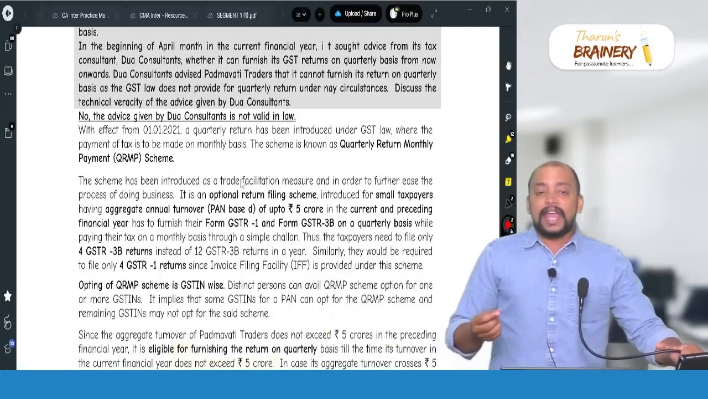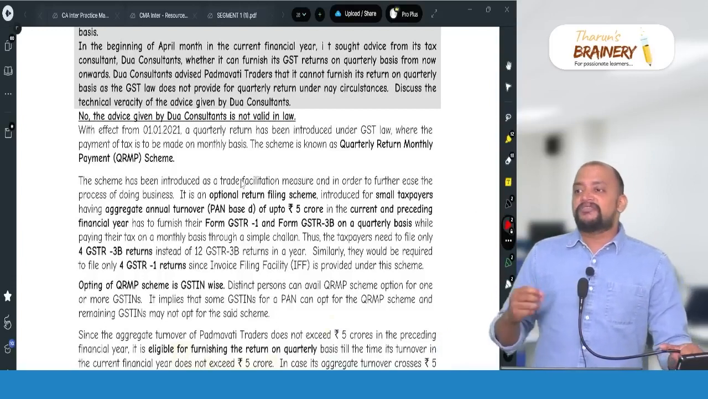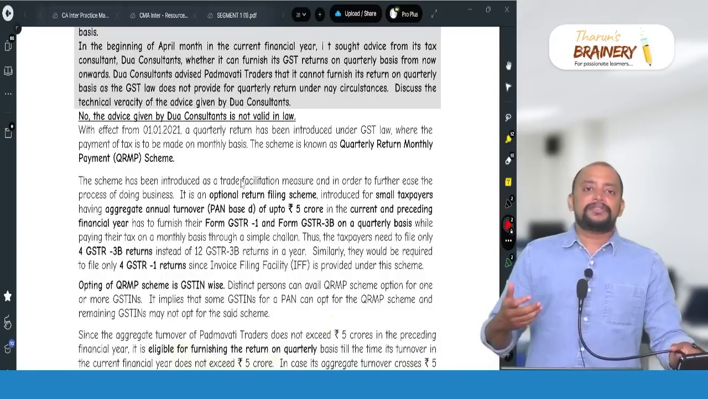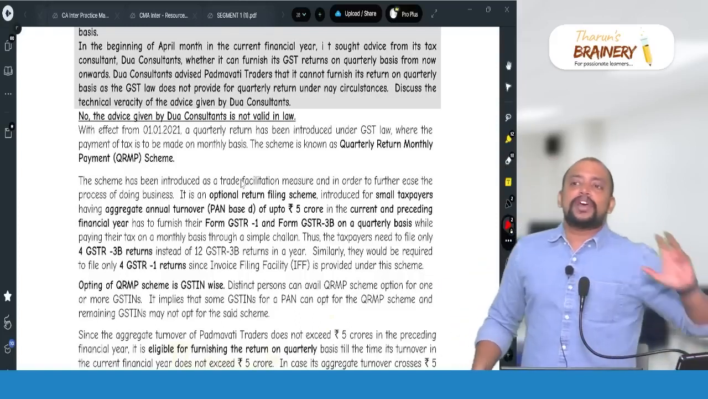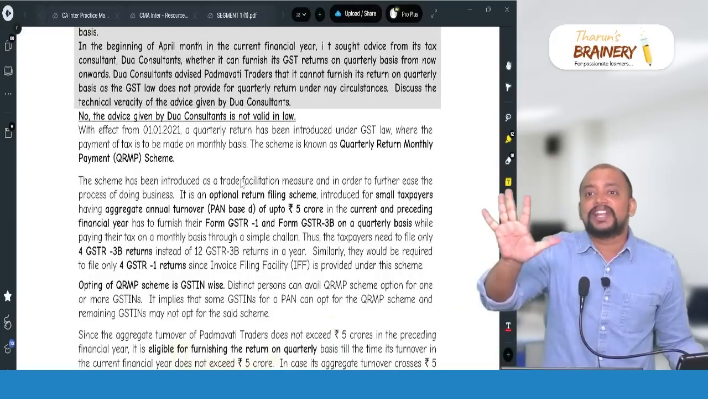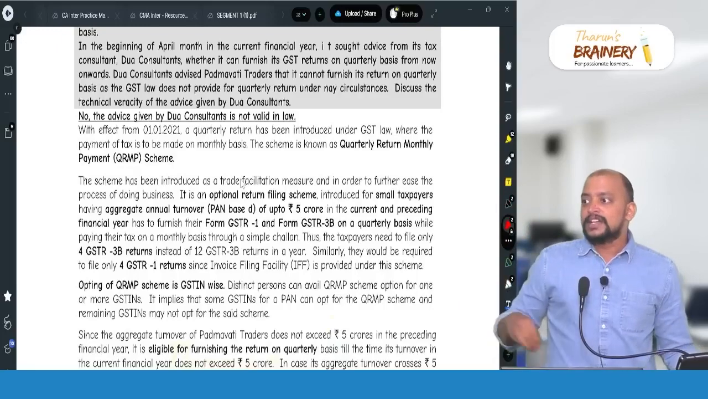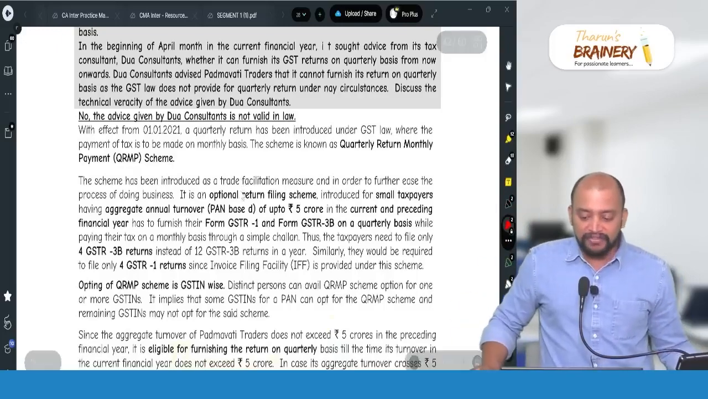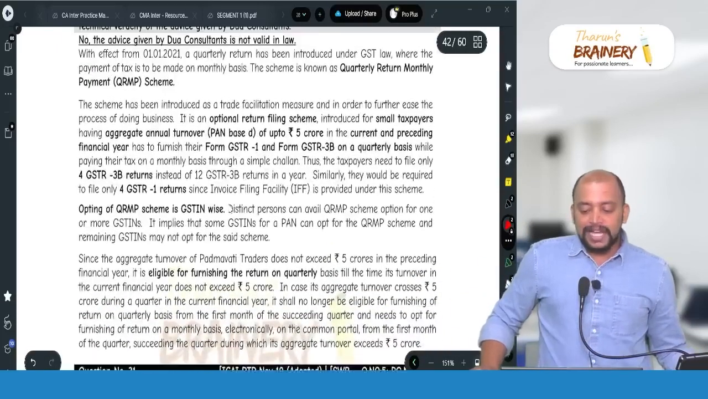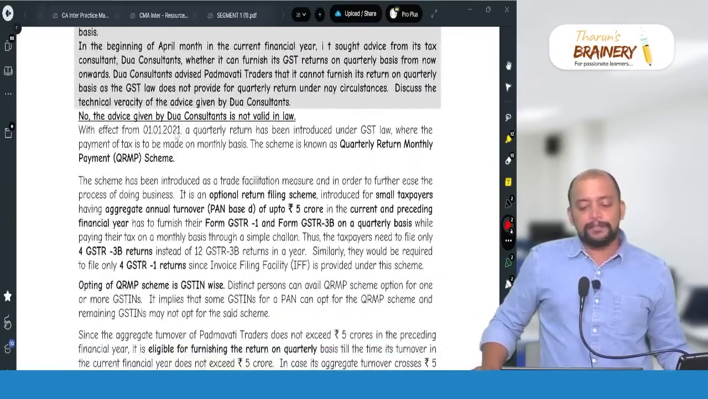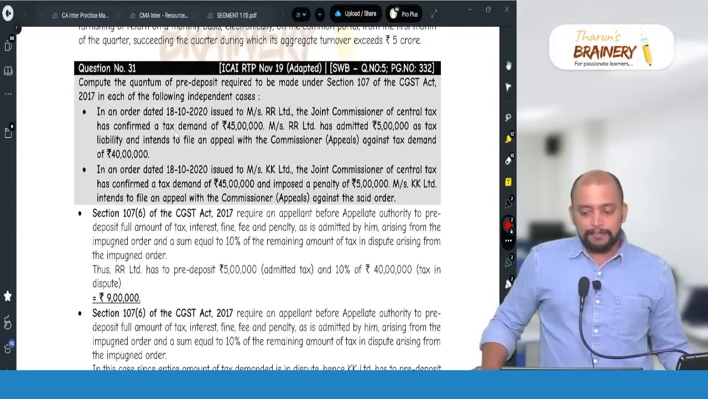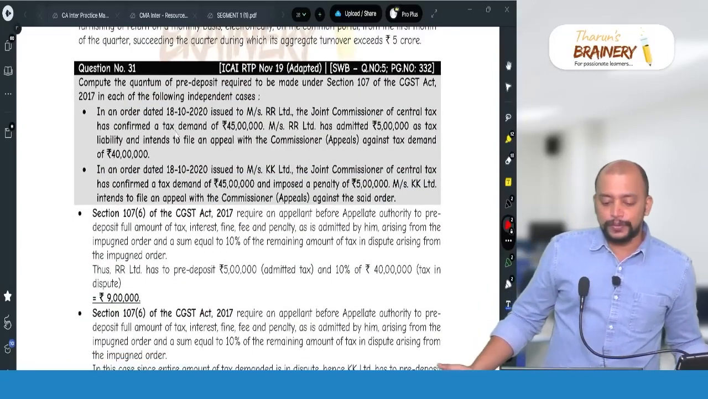However, they have an optional IFF facility for the purpose of reporting the details of B2B invoices, but those invoices should not exceed 50 lakhs in a month. Okay, those B2B invoices should not exceed 50 lakhs in a month. So that data we need to write here. Okay, so that is about QRMP. Then page number 332.